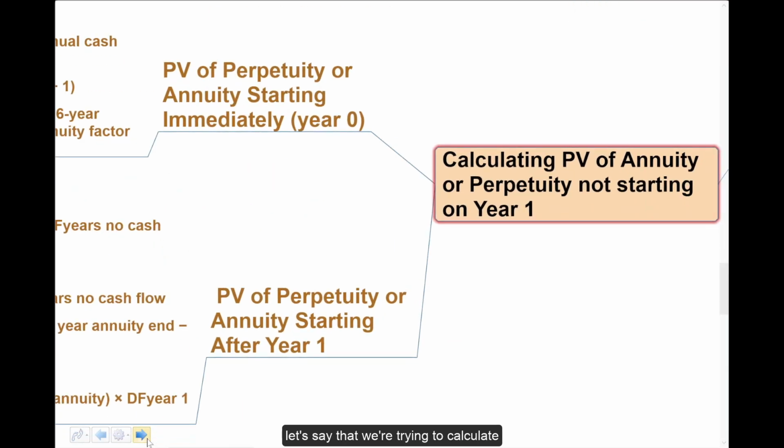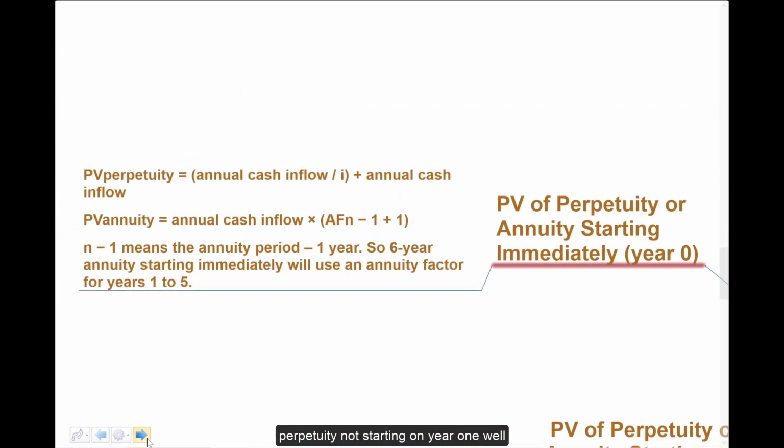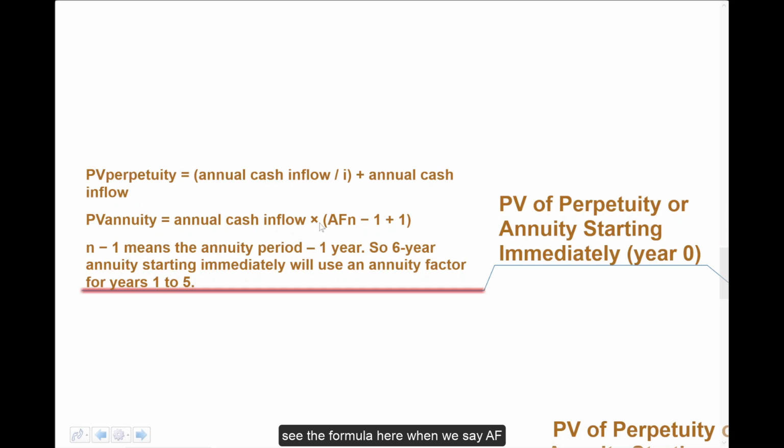So moving from there, let's say that we're trying to calculate the present value of an annuity or a perpetuity not starting on year one. Well, let's start with year one. Let's say that we were starting at year one. Pretty straightforward in one sense, and you can see the formula here. When we say AF, we're looking at the annuity factor. Okay? So the present value of a perpetuity is annual cash flow divided by i, plus annual cash inflow. Now, in terms of an annuity, annual cash inflow times annuity factor to the power of n minus 1, plus 1. Okay? So you'll see the explanation here. So just be careful. I couldn't get small n's here to show to the power minus 1. So that makes it slightly unusual when you look at the formula. Okay? So that is really starting year 0.